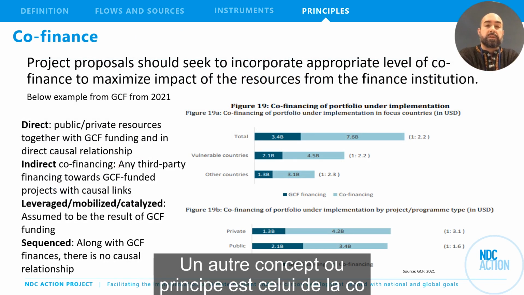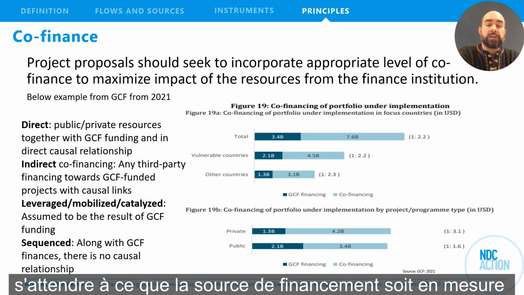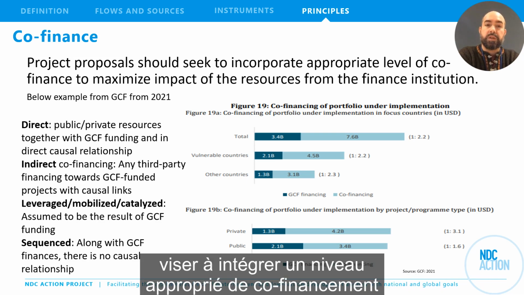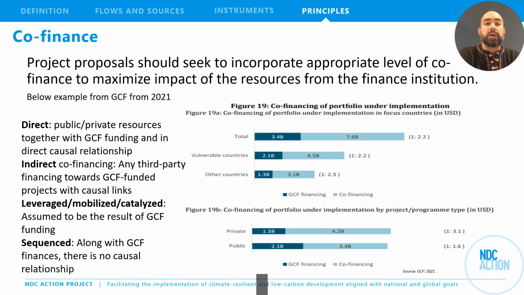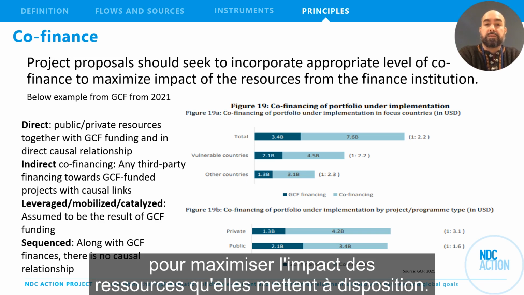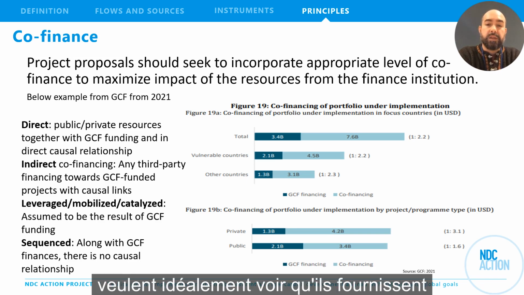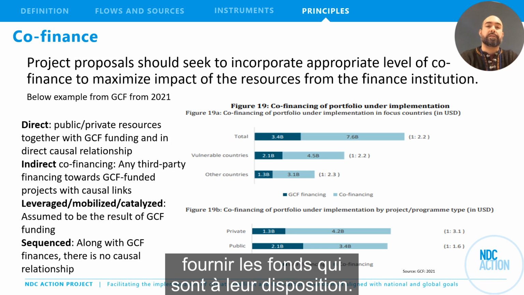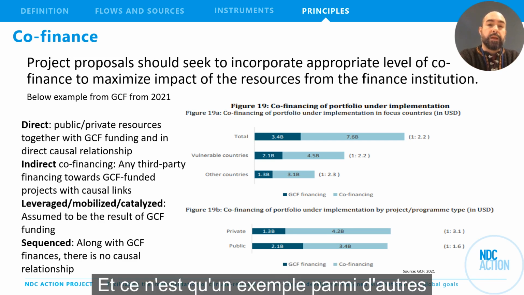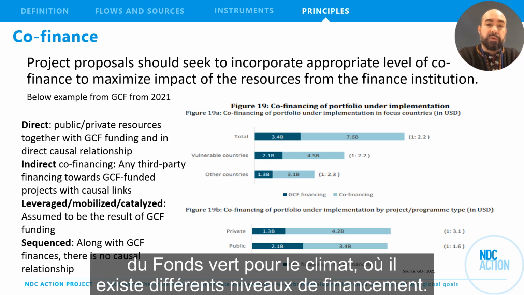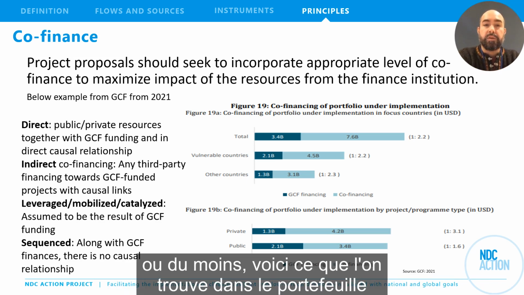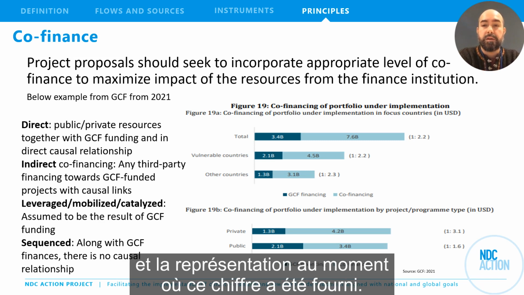Another concept or principle is co-finance, which means that we cannot expect the funding source to provide all the finance needed for the investments. So project proposals should seek to incorporate an appropriate level of co-finance, also to maximize impacts of the resources from the finance institutions. So the financial institutions would ideally like to see that they provide the finance needed to get other financial sources engaged and provide the funds that are available to them. And this is, again, an example from the Green Climate Fund, where there are different levels of co-finance requirements, or at least here it is from the portfolio and the implementation at the time this figure was provided.